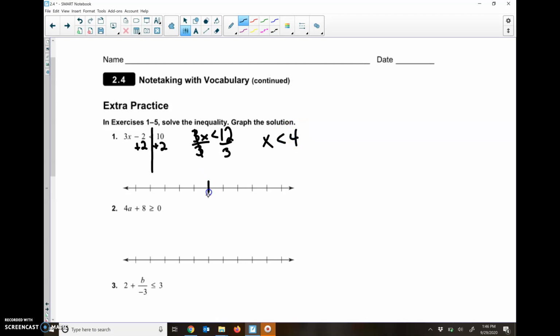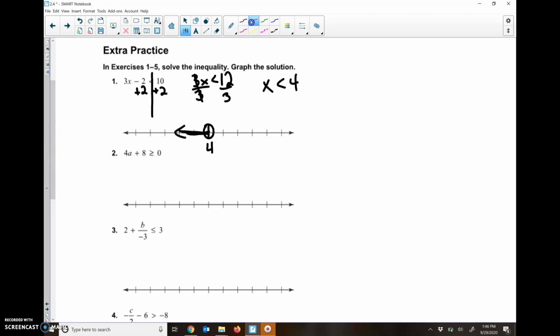And then same thing for graphing. Since it's just a less than sign and not an equal to sign, I'm going to have an open circle at 4. And I'm going to go to the left because those are numbers less than 4, like 3, 2, 1, 0. All right, here I got 4a plus 8 is greater than or equal to 0. So same thing, I'm looking to add or subtract first, so I'm going to subtract 8 from each side. So 8 minus 8 cancels. So I'm left with 4a is greater than or equal to negative 8.